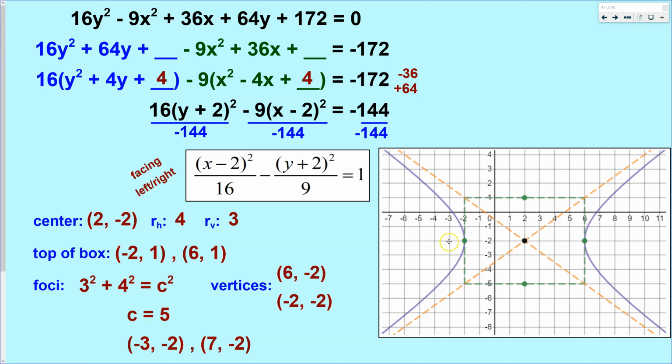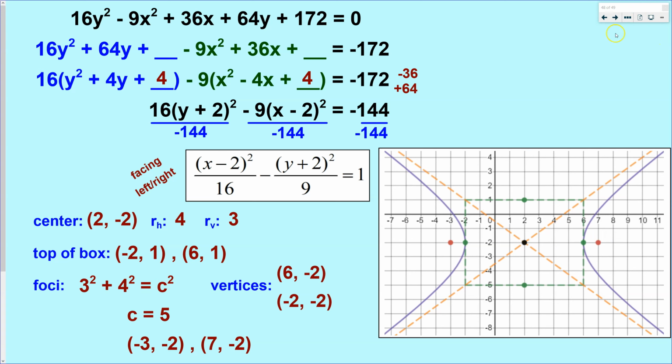So count out 5, land there, count out 5, land there, name those points, or you can add it to the x term, whichever you choose. There's our focus points, and there's our vertices. We got our top of the box labeled, and we got all our basic information as well. And that would be enough to gain full credit on an assignment.